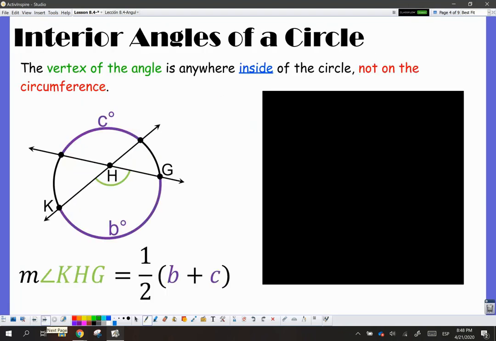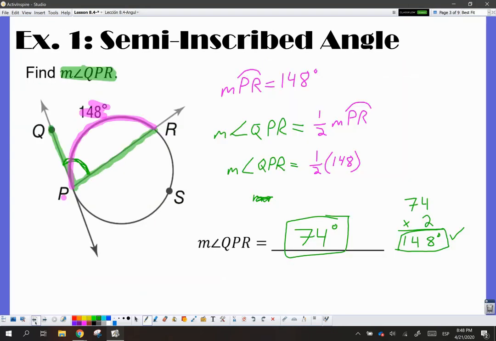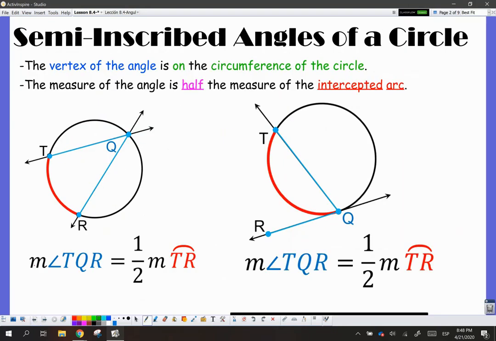These are the interior angles of a circle. Now, you know that the word interior means inside. So when we talk about interior angles of a circle, the vertex of the angle is anywhere inside of the circle, but not on the circumference. So the vertex will be anywhere inside of the circle, but it can't be on the circumference. If it were on the circumference, it would be one of these, a semi-inscribed angle or an inscribed angle.